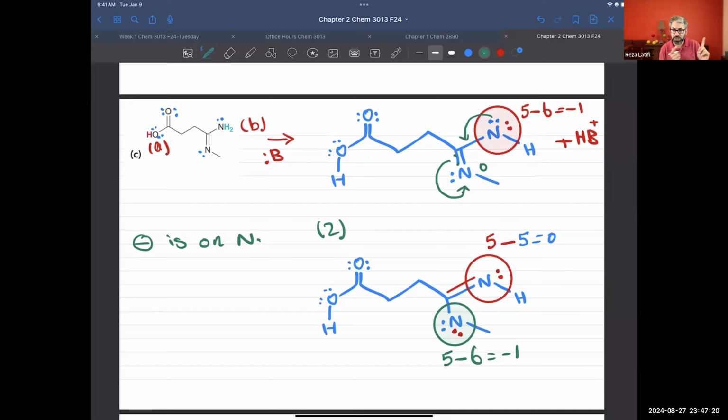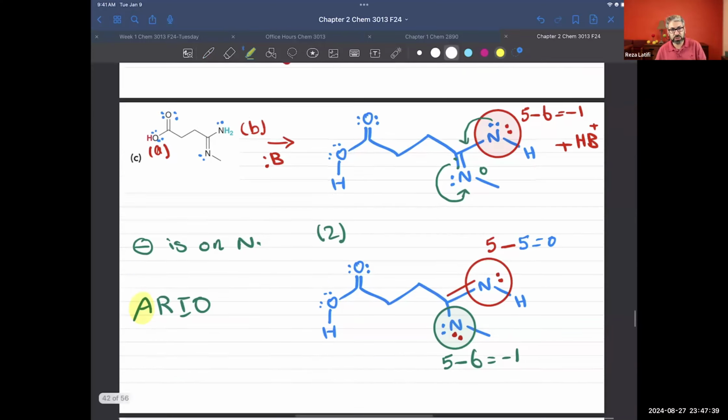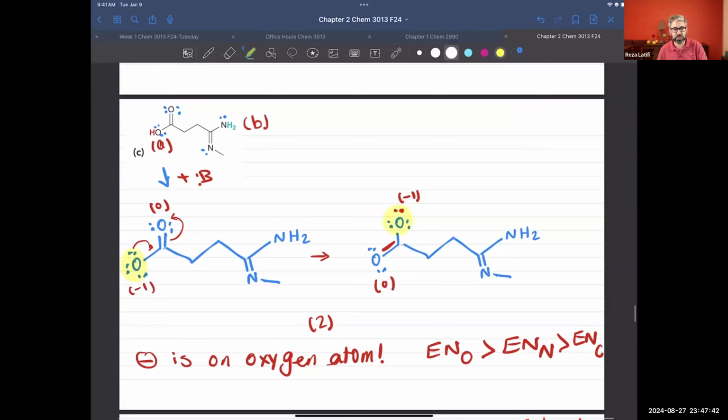Now you have to look at the electronegativity. We said the atom that has higher electronegativity will make it more stable. Electronegativity is the dominant factor here. So the top one will be more acidic, the red hydrogen will be more acidic. So I'm going to say A, which is the red hydrogen. Red hydrogen is more acidic.